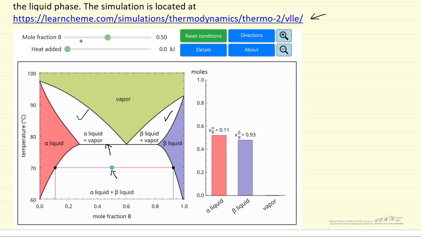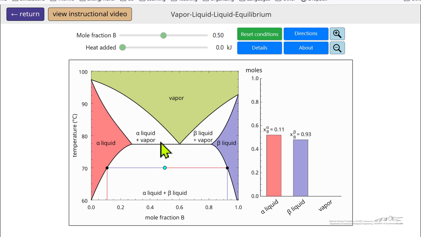So let's look at this simulation. So we're below 77 degrees. I can move this mole fraction, and as it moves to the right, we have more of the beta liquid, less of the alpha liquid, and the amounts we can determine just from the lever rule. And now let's add heat. So let's start from here.